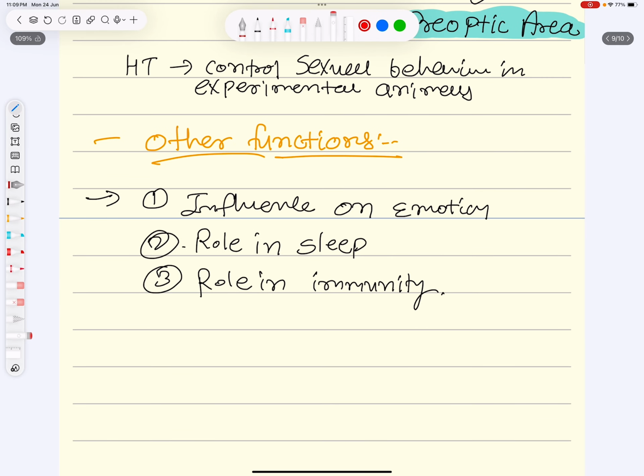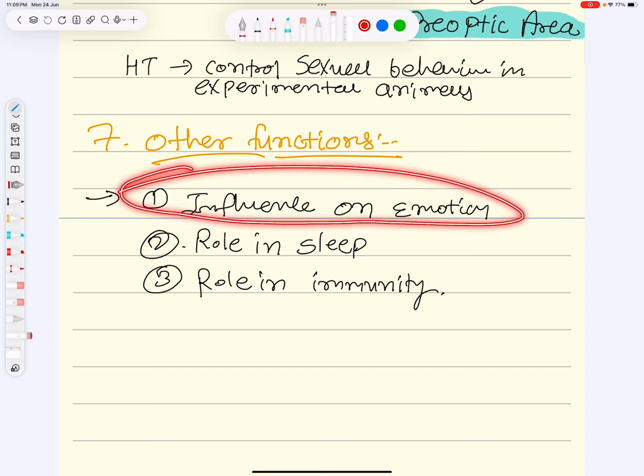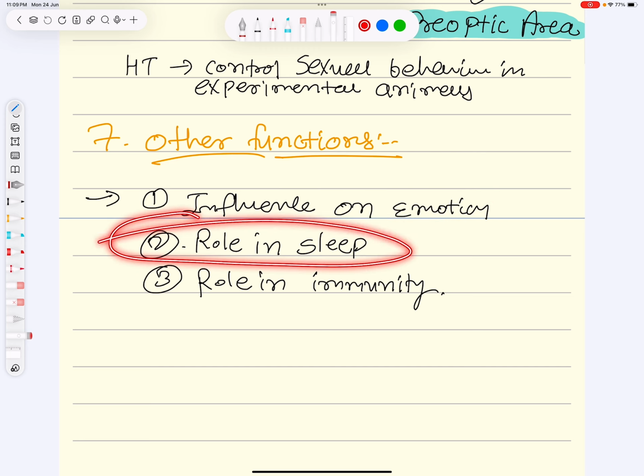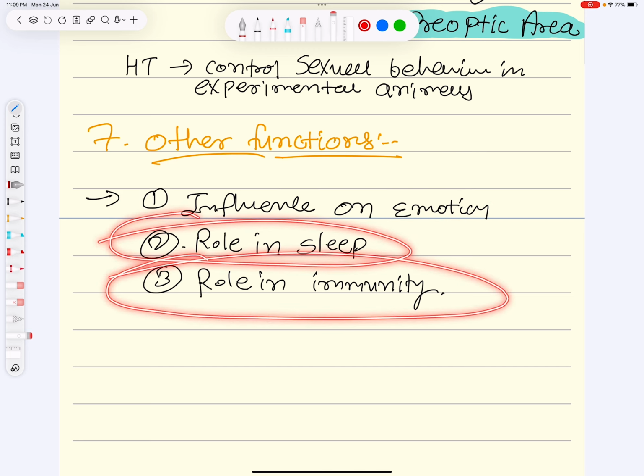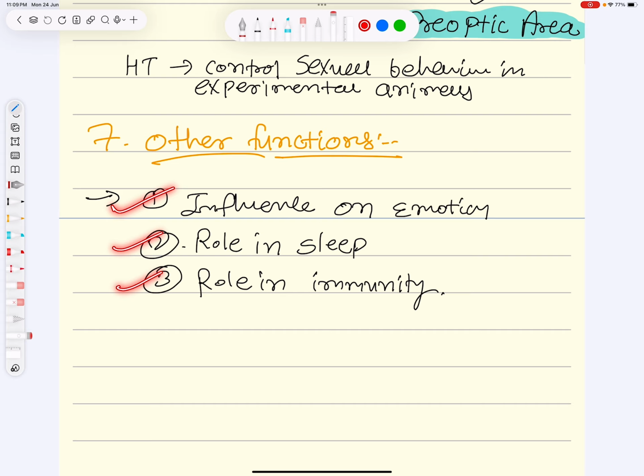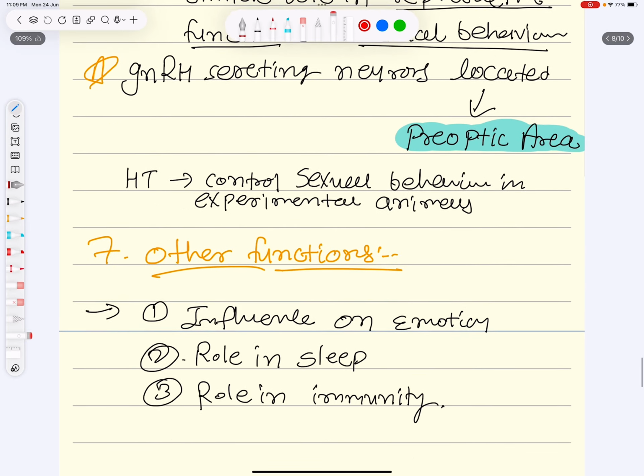So there are other functions, with more details. We have only the names in the notes. First is influence on emotion, second is role in sleep, and third is role in immunity. So these are other functions, besides these main functions.